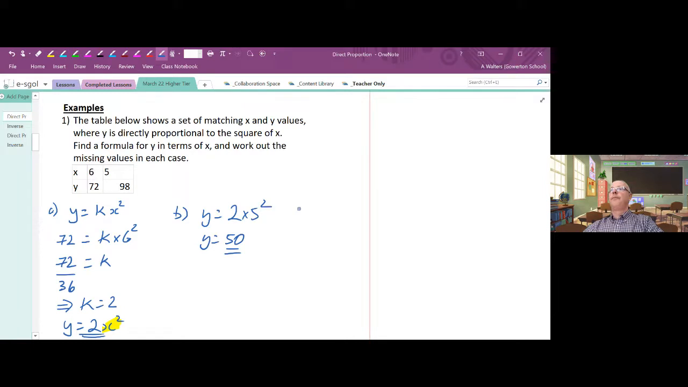Okay, part C then. I'm given that the y value is 98, so I'm substituting it in this equation. So I'm replacing y with 98.